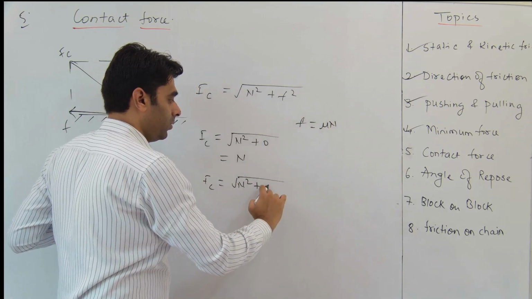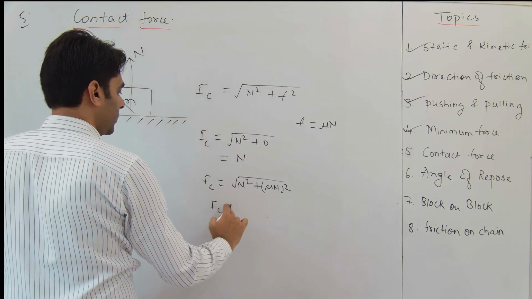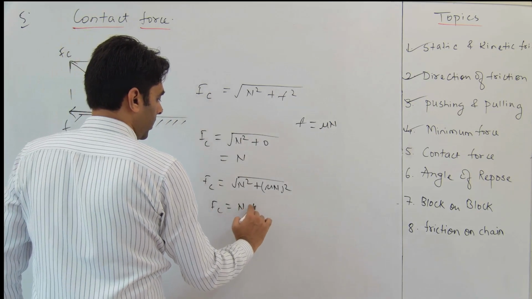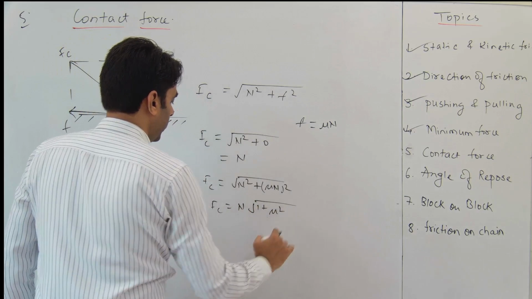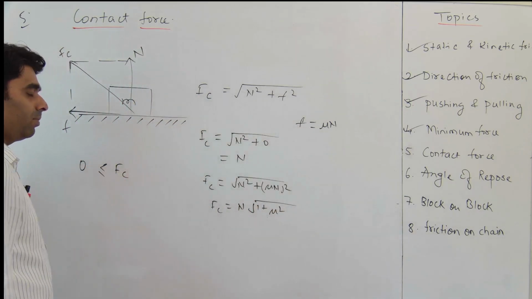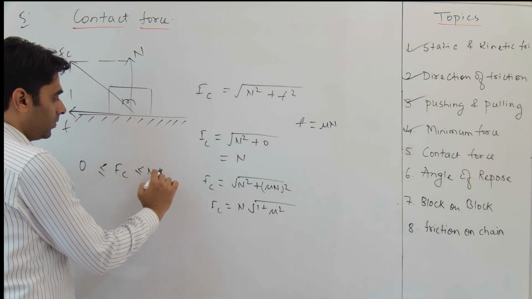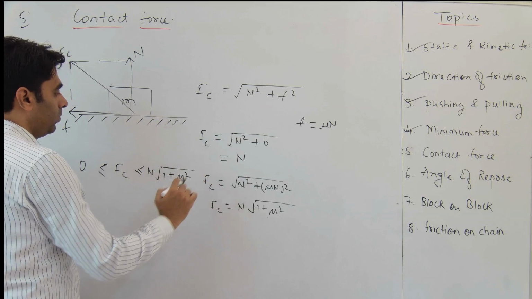So friction will be mu N whole square. So over here we get contact force equal to N root of 1 plus mu square. What is the range of your contact force? Contact force can be greater than or equal to 0 or less than or equal to N times root over 1 plus mu square, right?